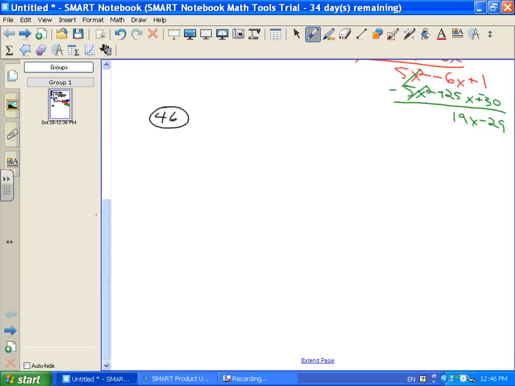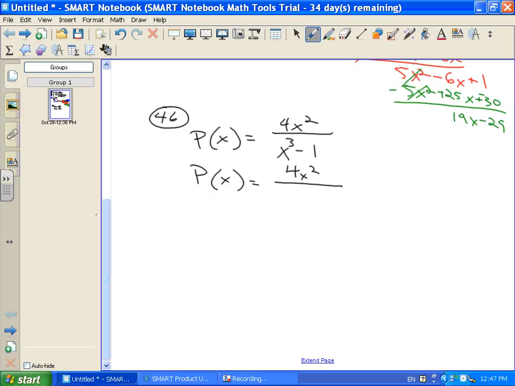Okay, on 46, we've got f(x) equals 4x squared over x cubed minus 1. All right, does this factor at all? Either one of these? Top one, no. Bottom one, yes. That's the difference of two cubes. Little one, big one. Well, we did the sum, so it's exactly the same. The only thing that's different is the signs. This one goes minus plus plus. So it's still the same.